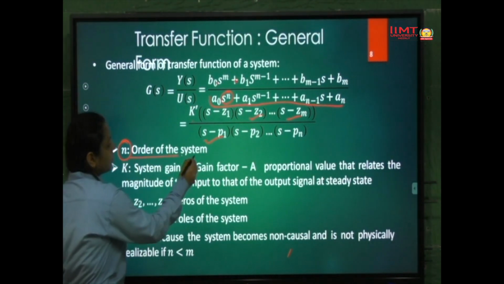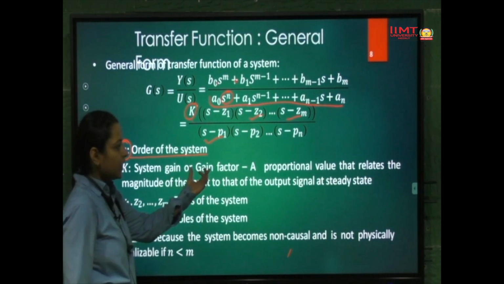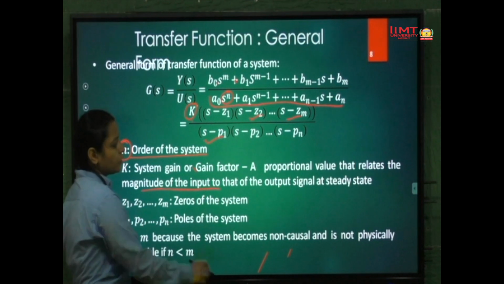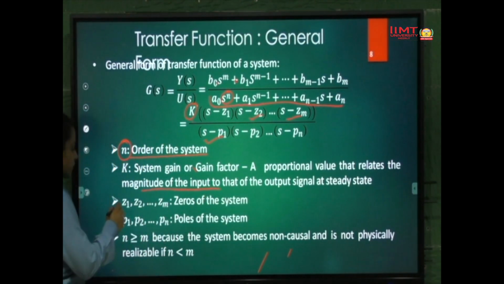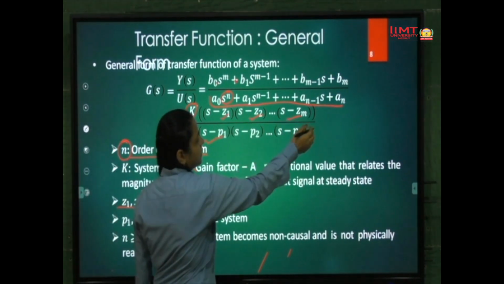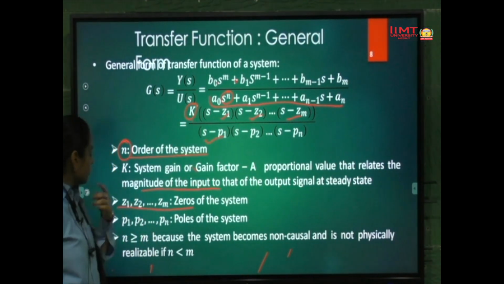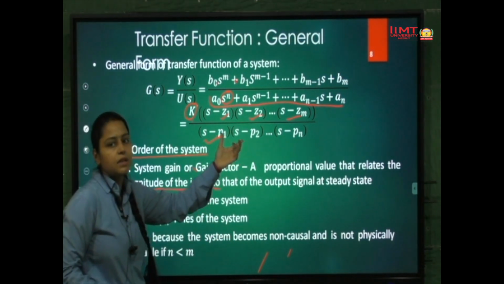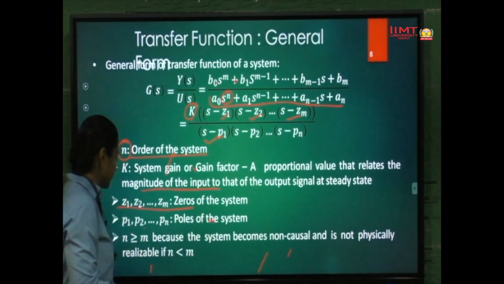So n is the order of the system, and k is the gain factor of the system, a proportional value that relates the magnitude of the input to that of the output signal at steady state. Z1, Z2 up to Zm are the zeros of the system, at which the transfer function becomes 0. And P1, P2 up to Pn are the poles of the system. The poles are the points at which the transfer function becomes infinite.